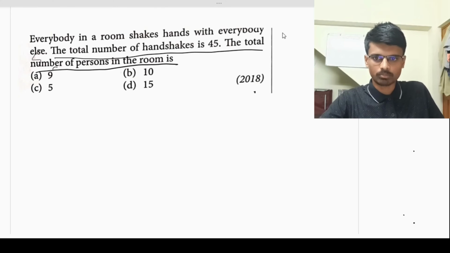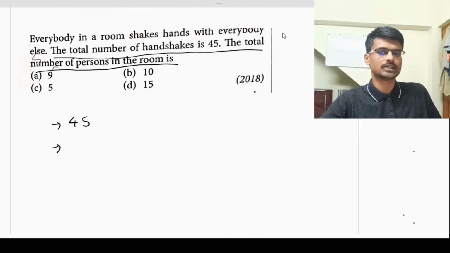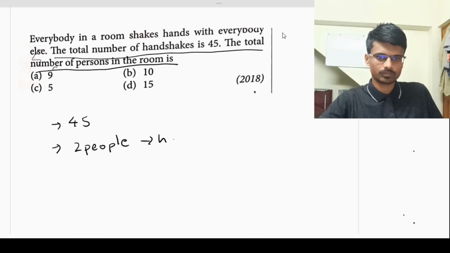So we know the number of handshakes is 45. So we want to know the total number of persons in the room. Tell me one question. Answer this one question. See, for a handshake to happen, we need two people, right? For a handshake. So, assume there are n people. I need two people for a handshake, right?